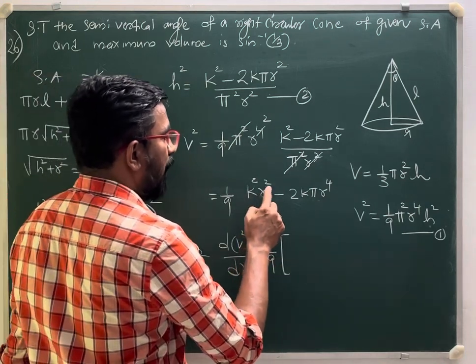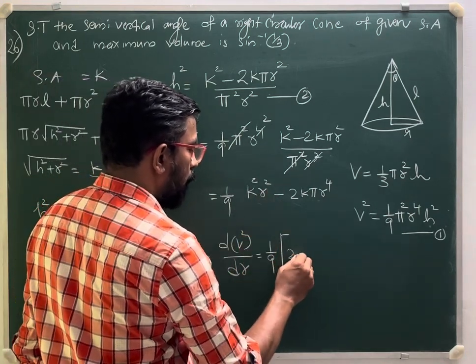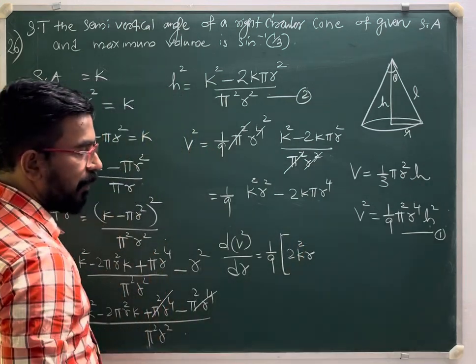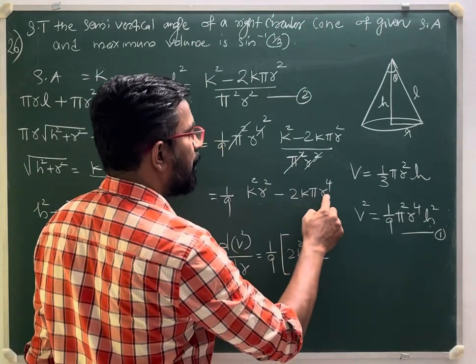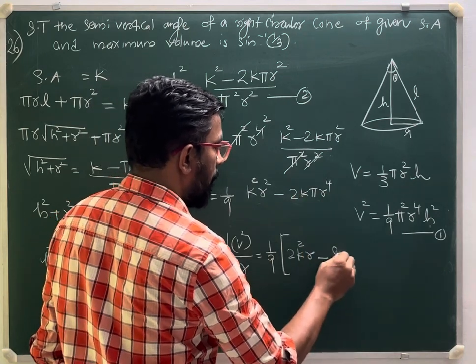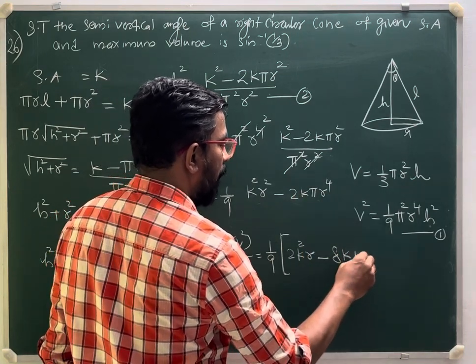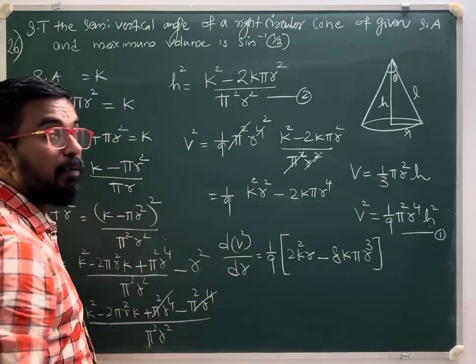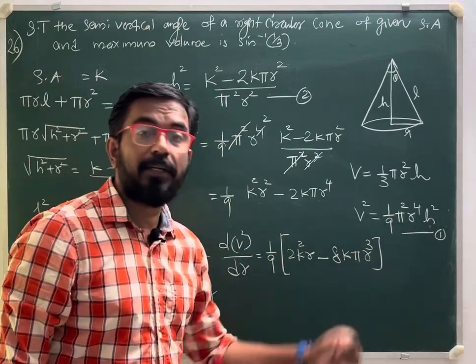This will become r square, derivative 2r. So 2k square r minus, when you differentiate this, it will become 8k pi r cube. This is what we need to equate to 0. This first derivative only we need to equate to 0.